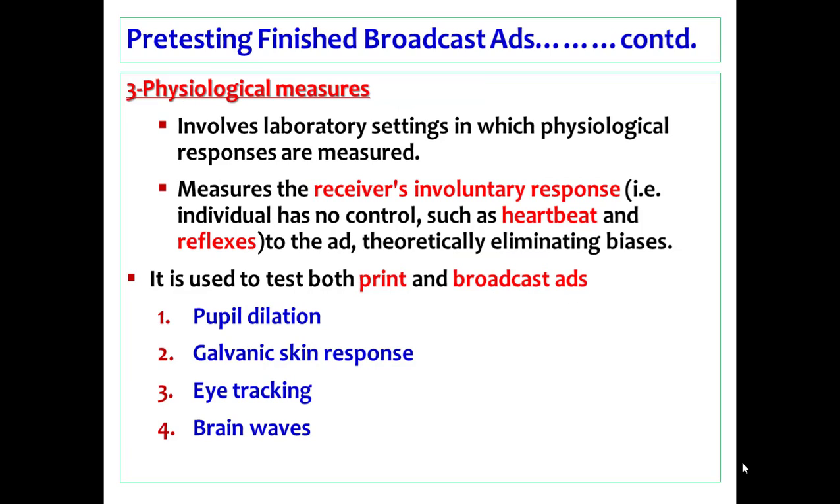The last part is the psychological measures. The third, pre-testing finished broadcasting ads, are psychological measures. So psychological measures involve a laboratory setting in which the researcher, or the one who is going to test, measures the psychological response of the respondent. One of the peculiar characteristics of this method is that it measures the receiver's involuntary responses.